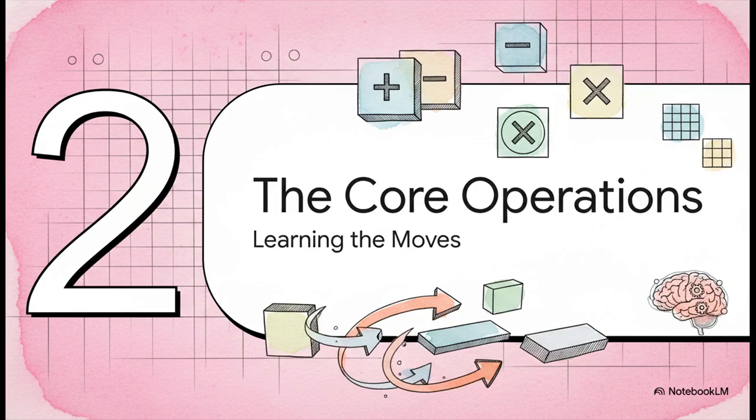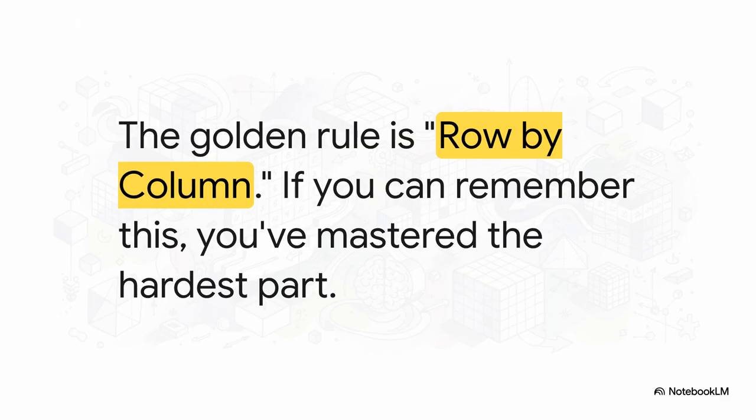This next part is all about the fundamental operations. These are the basic moves you're going to need in your toolkit. Now, when it comes to multiplying matrices, there's one single golden rule you have to remember. It's row by column. Say it with me, row by column. You always multiply the rows of the first matrix by the columns of the second. If you can just burn that phrase into your brain, you've honestly mastered the hardest part. Let's see how it works.